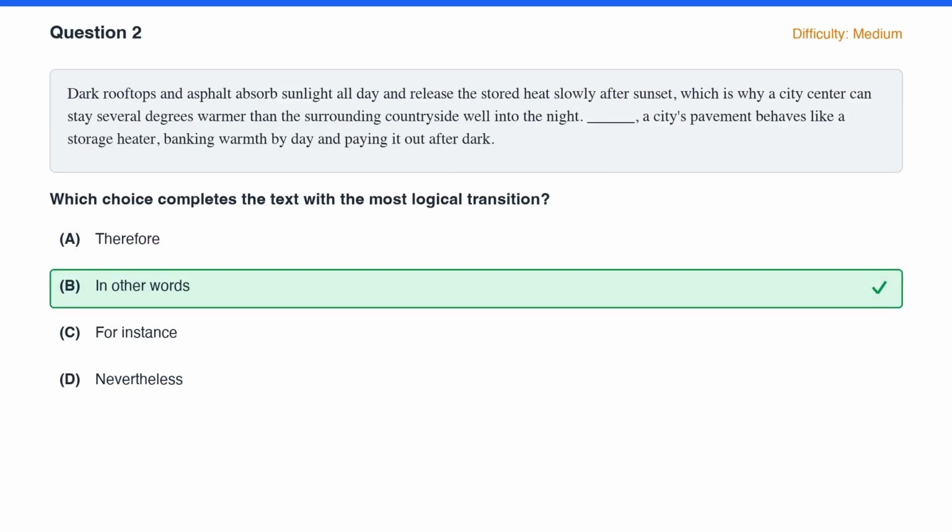B is right because the second sentence redescribes the first in plainer language. A storage heater is just the rooftops and asphalt renamed. When a sentence says the same thing a second way, the link is restatement, not result.